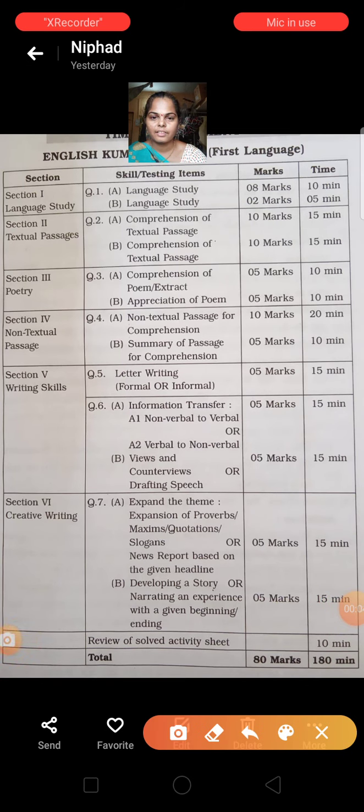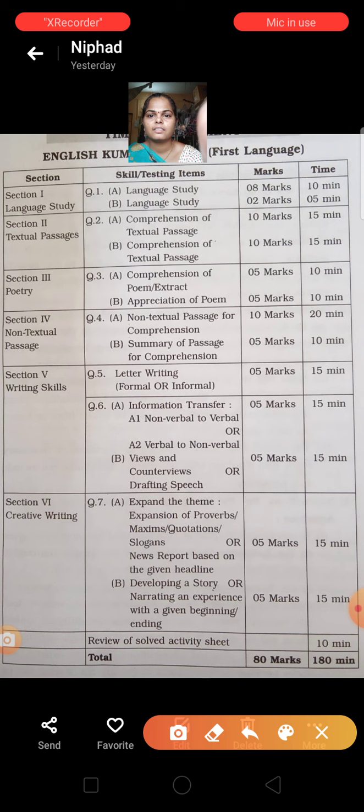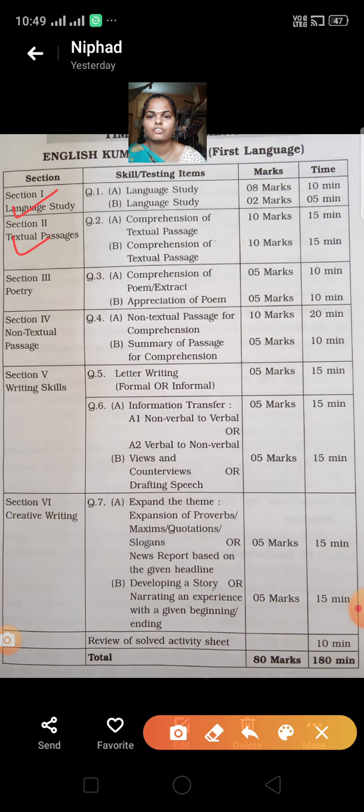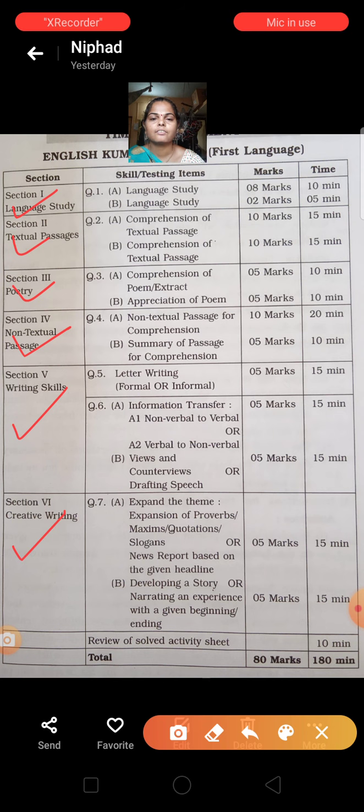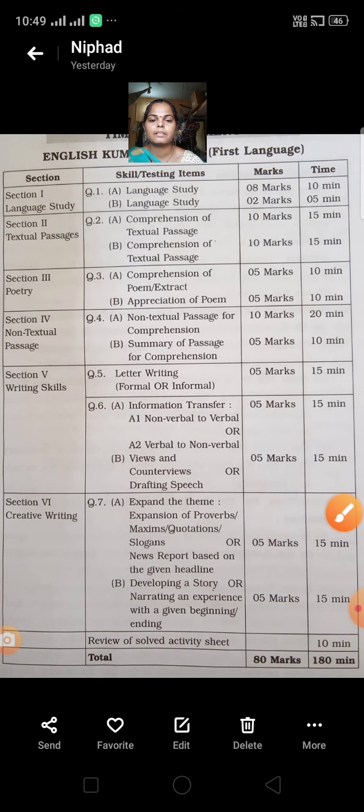I am your English teacher and today we are going to discuss our 10th standard English syllabus. So let's start. You can see in the image that you have 6 sections, okay. First section is language study, second section is textual passages, third section is poetry, fourth section is non-textual passage, fifth section is writing skill, sixth section is creative writing, okay, and all these sections are for 80 marks, okay. So we will discuss all these sections deeply in the next images.